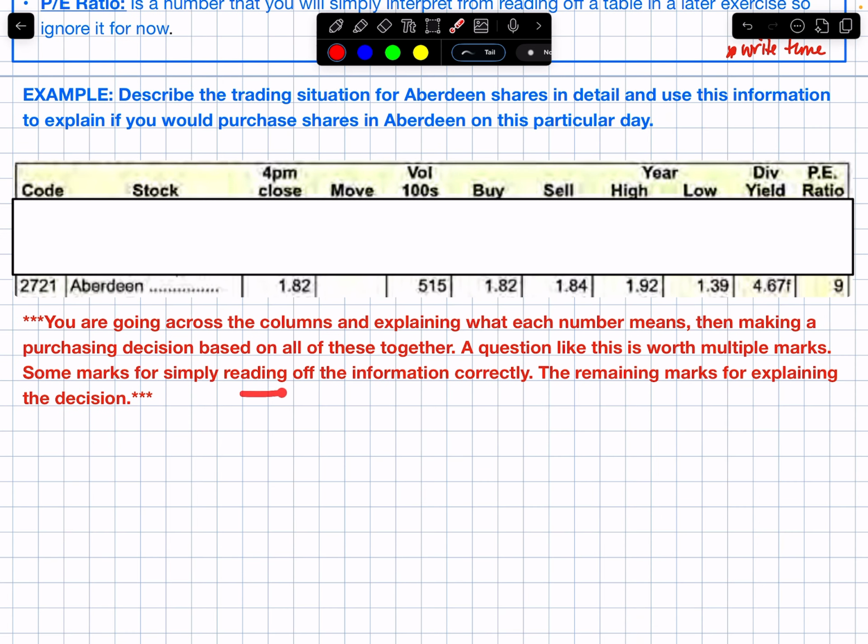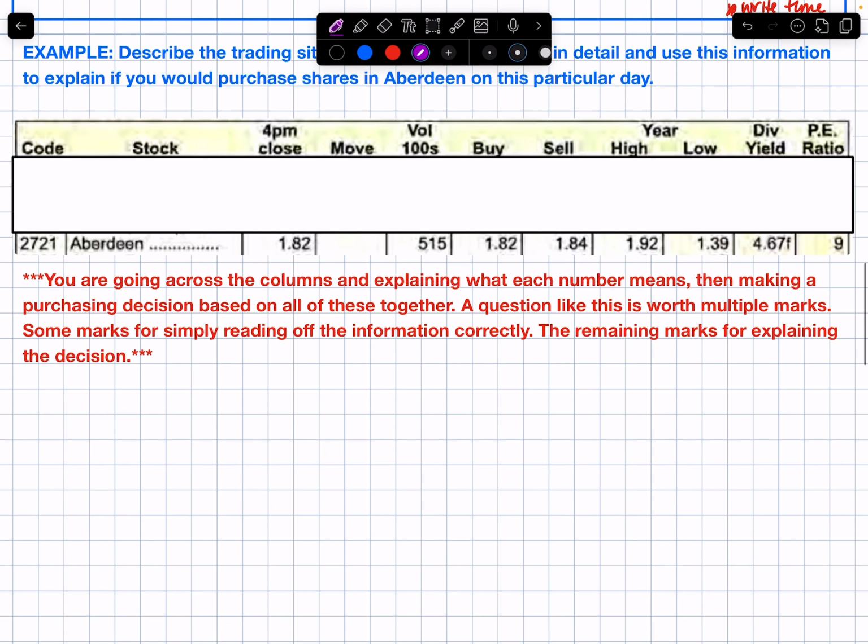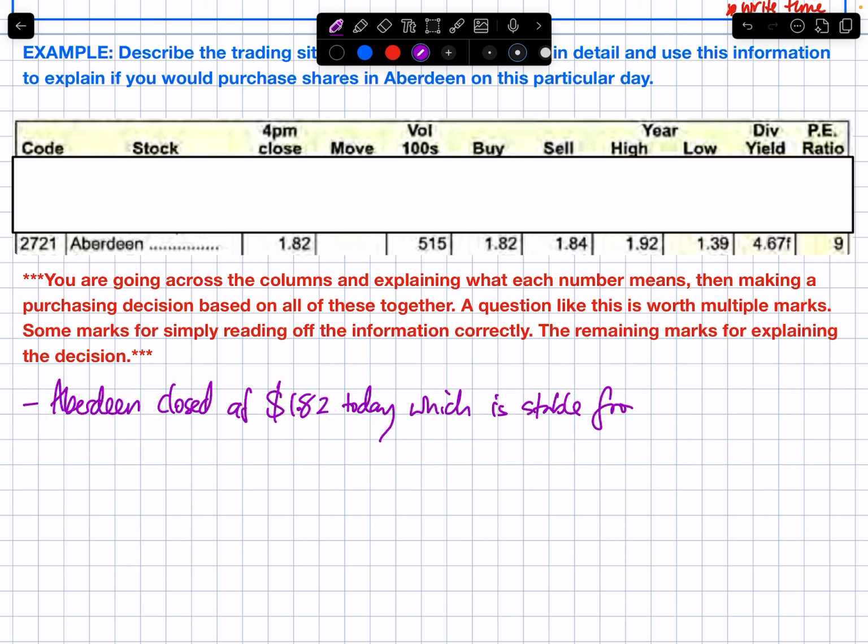Some of the marks are for reading off the information correctly and telling me what they mean, and the remaining marks are for explaining the decision properly. So let's have a go at this. You can do it in dot points, that's fine. Aberdeen closed at $1.82 today, which is stable from yesterday. Why am I saying that? Because there was no move. It didn't change from yesterday's price.